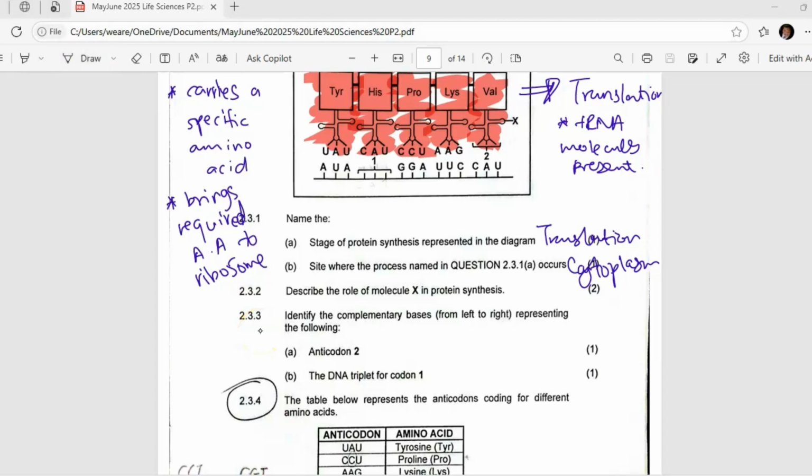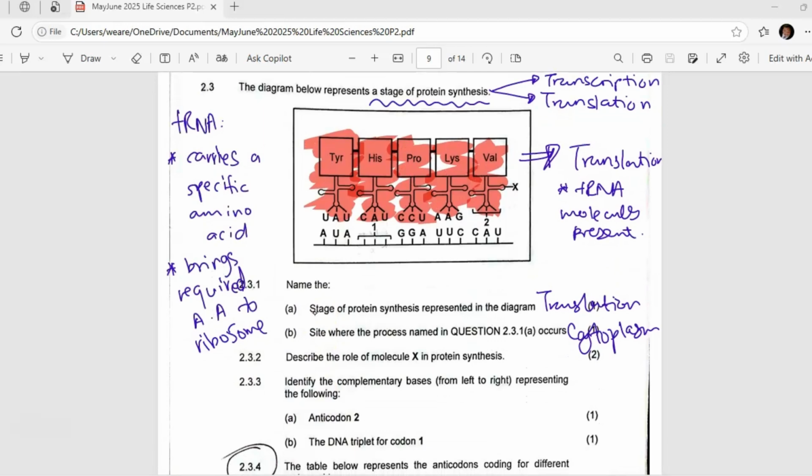Alright, so let's just quickly get back to the last thing we stopped at. We discussed the role of the tRNA, and we said the tRNA carries a specific amino acid. It brings the required amino acid to the ribosome. So we discussed those 2 points in depth.